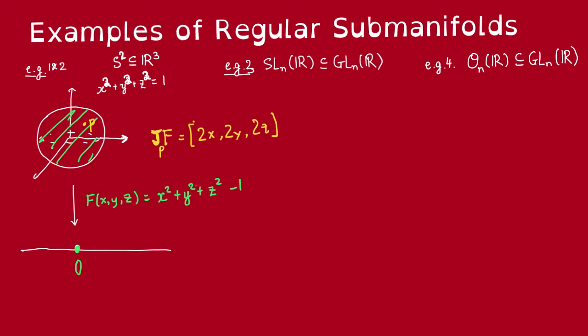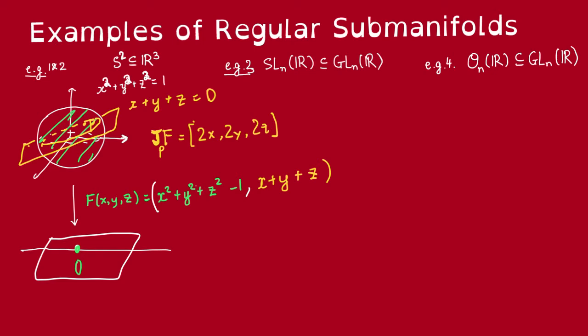and thus the sphere, being the fiber over a regular value, must be a regular submanifold. Now in example 2, we can add to this. We will look at the intersection between this sphere and the plane through the origin with normal vector (1, 1, 1). In that case, we can view that intersection as a fiber of a map to R2. Now it's not a map to R1 anymore, it's a map to R2, given by these 2 functions. This is the intersection of the zero sets of these 2 functions.